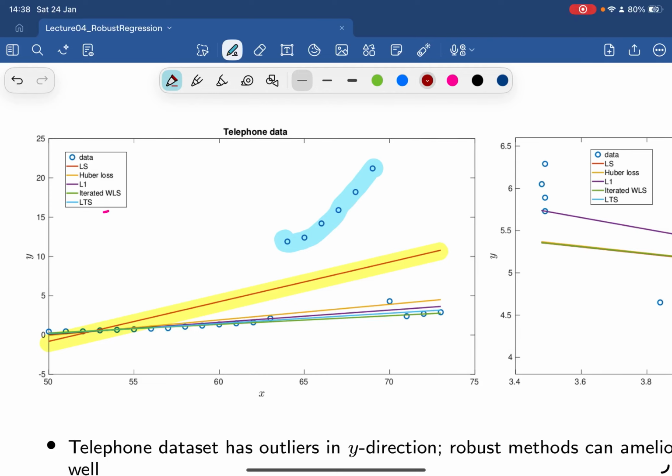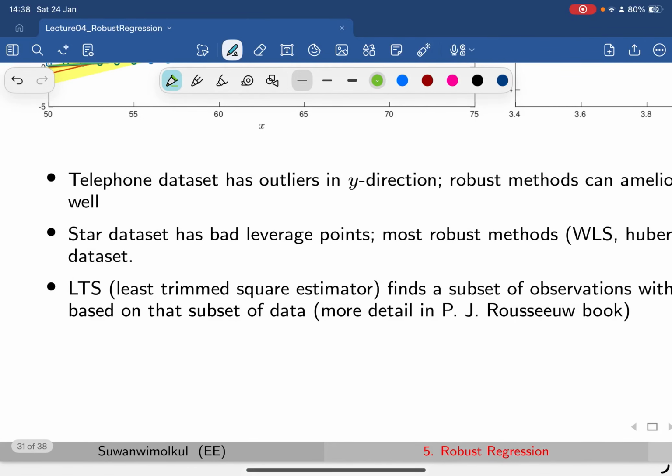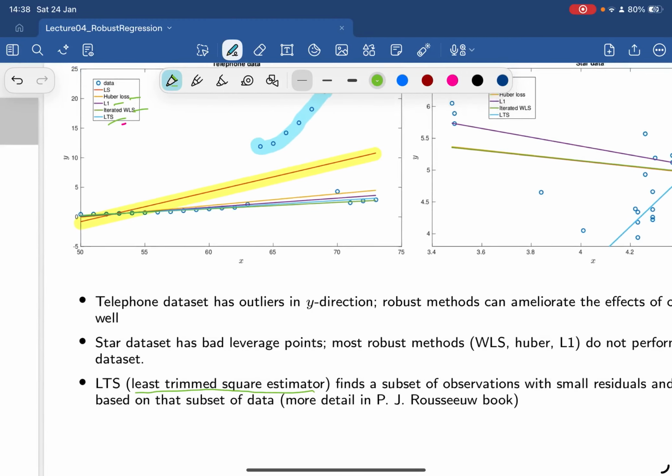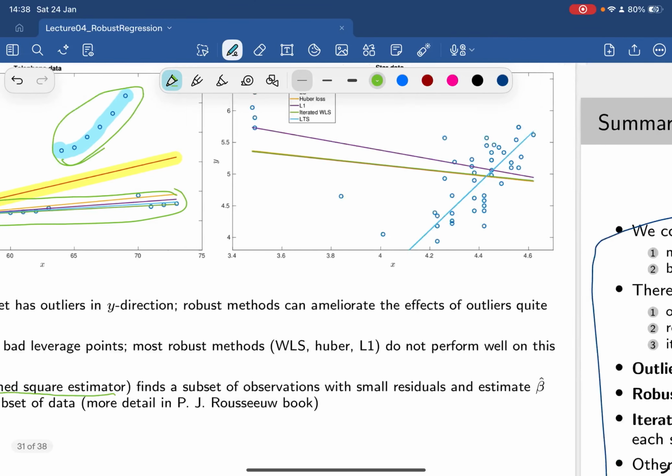Meanwhile, the rest of the algorithms, like the Huber loss, L1, iterated weighted least square, or maybe LTS, which is a new algorithm that I haven't mentioned. It's the least trimmed square estimator. They are another robust algorithm. And you can see that all these methods could remove the impact of those outliers.